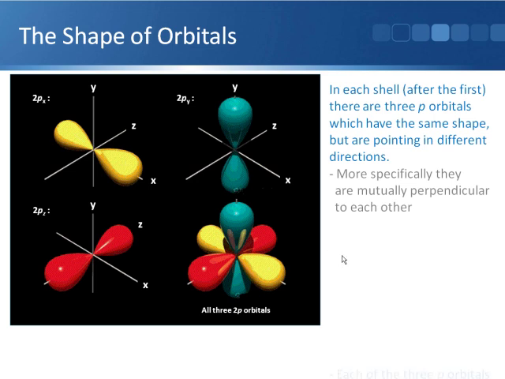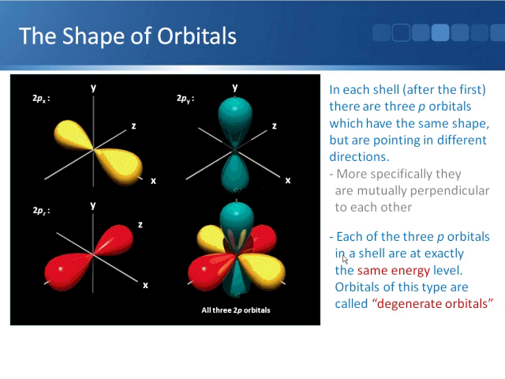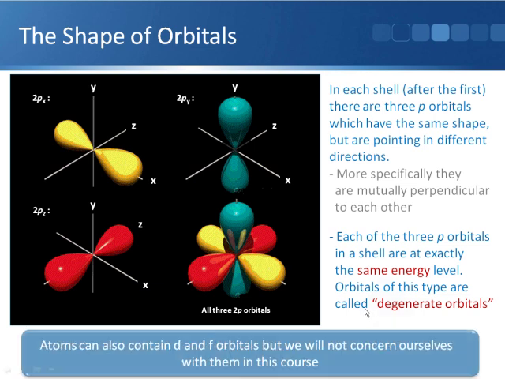And because these p orbitals are all the same shape, they have the same number of nodes, they each have one node, and because they're the same size, they're all at the same energy level, and orbitals of the same energy level are said to be degenerate. So every shell from the second shell onwards will have 3 p orbitals in it, and each of those p orbitals will look like this. They'll each have a node where there's no electron density, and they'll each be the same size and the same energy level as each other, so there'll be 3 degenerate orbitals.